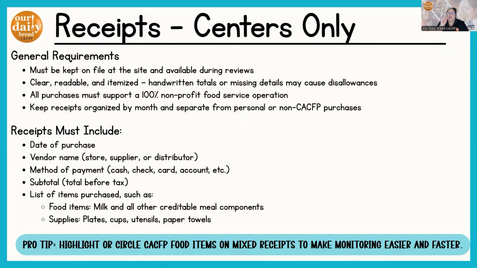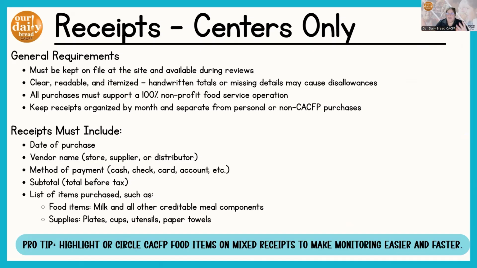And now we'll talk a little bit more about specifically receipts. So we always want to make sure that these are on file at your site or accessible at your site and available during reviews. Remember that they must be clear and readable. Handwritten totals or missing details could lead to disallowances, which we definitely want to avoid. And organizing receipts by the month and separating them from personal purchases or non-CACFP purchases is best practice.